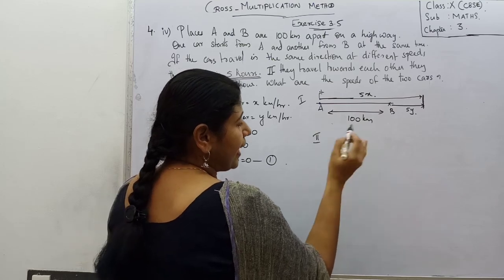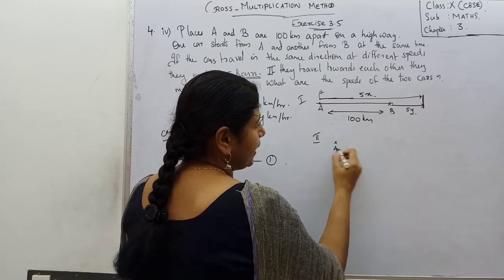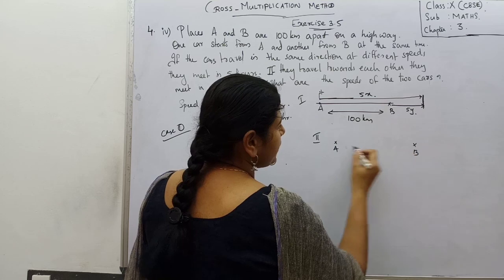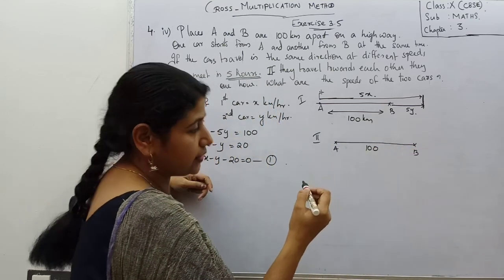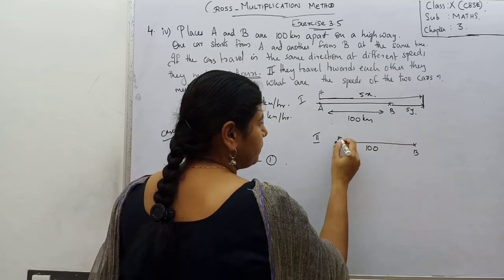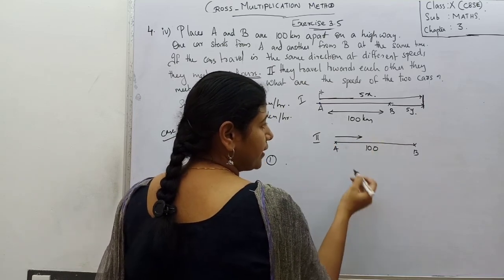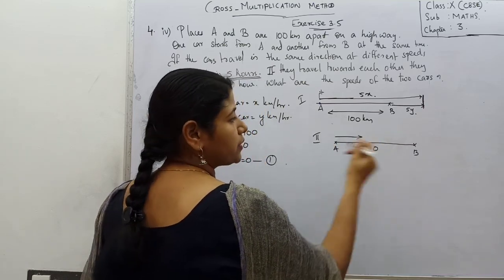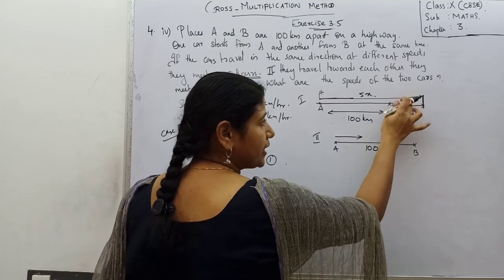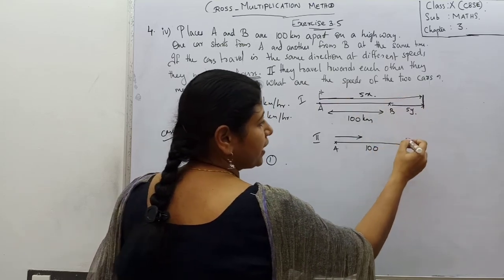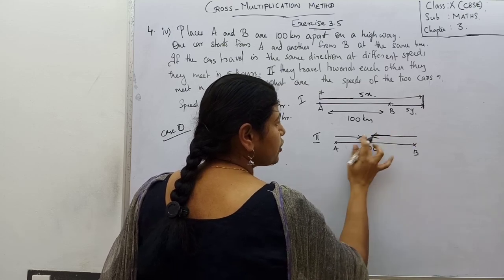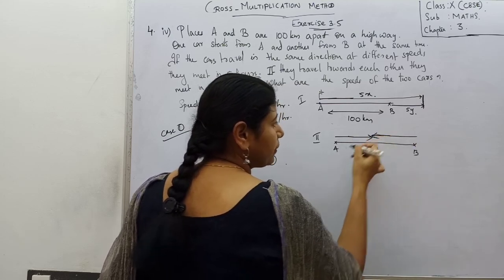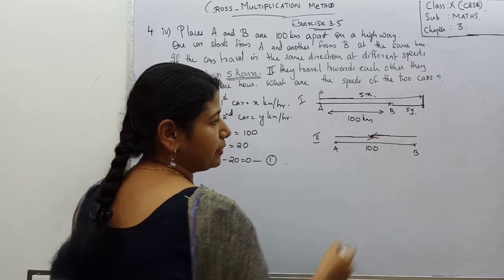Second case is A and B. This is A and this is B, and this is the distance between A and B. The total distance is 100 kilometers. So the first car is going to this side and the second car is going in the opposite direction. In the first case, both are in the same direction. This is in the opposite direction. So here also A and B are in the opposite direction. This will surely meet at a particular point. This is the meeting place of A and B.